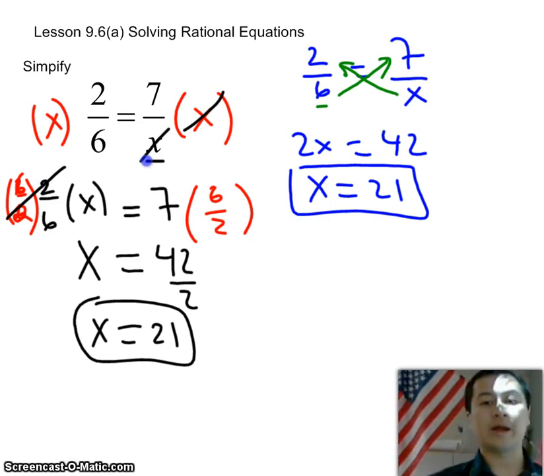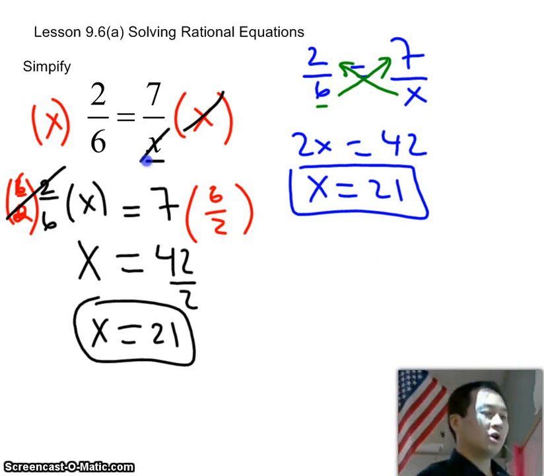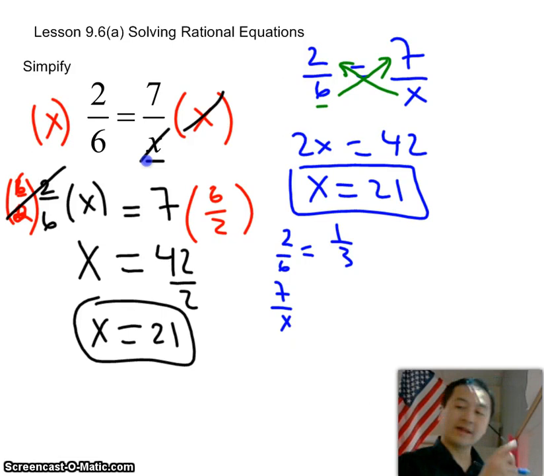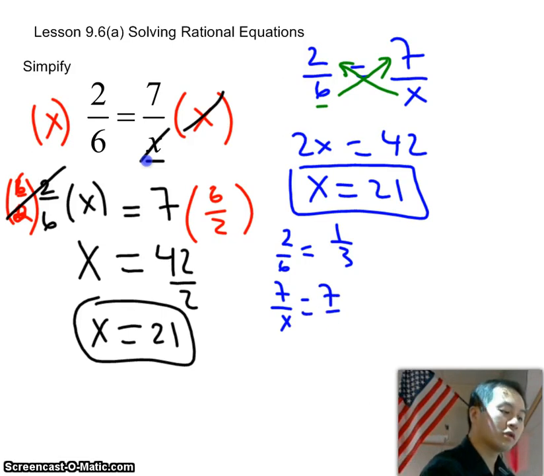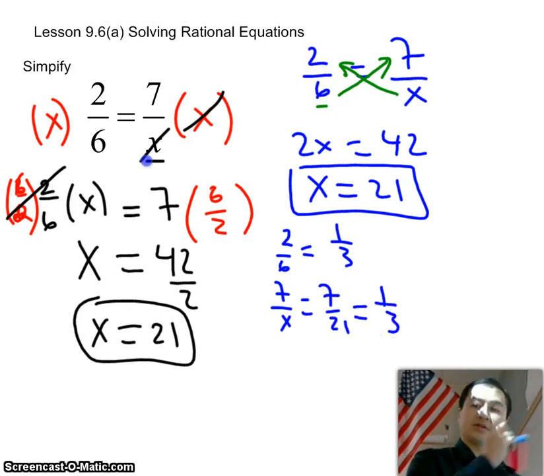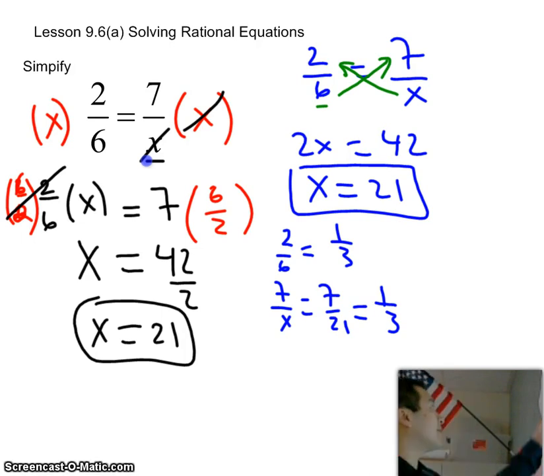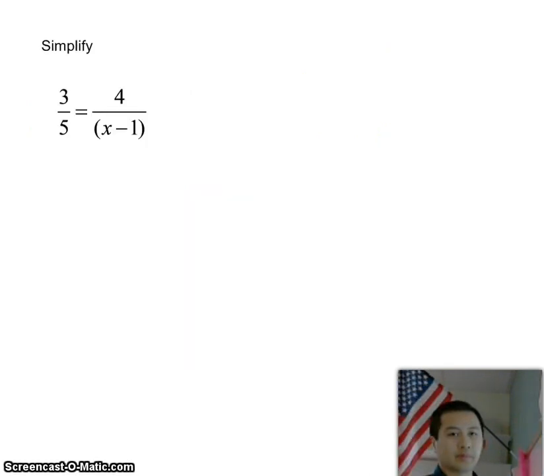How do you know your answers are right? Well, look at your two fractions. You have 2 over 6, which is 1/3, reducing. And you have 7 over x. What is 7 over x? That's the same thing as 7 over 21, which is also 1/3. You see how your fractions are the same? Therefore, your answer is correct. How do you feel about this? Good? Little iffy? Next problem.